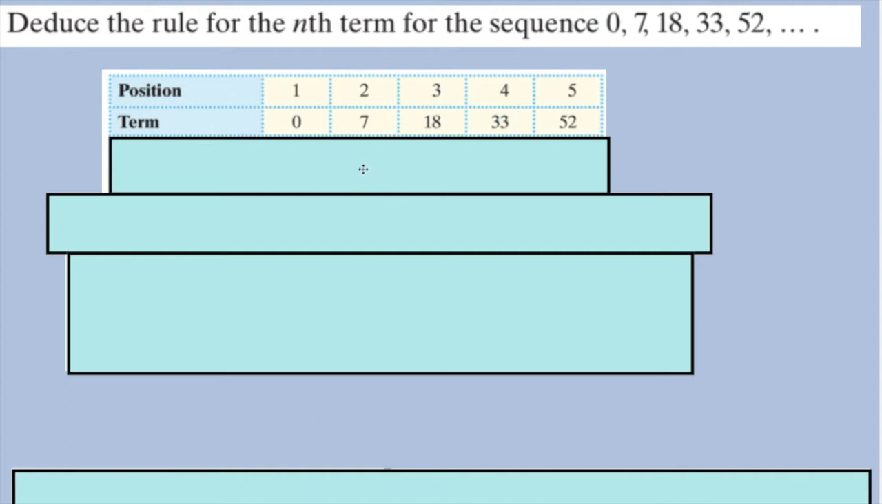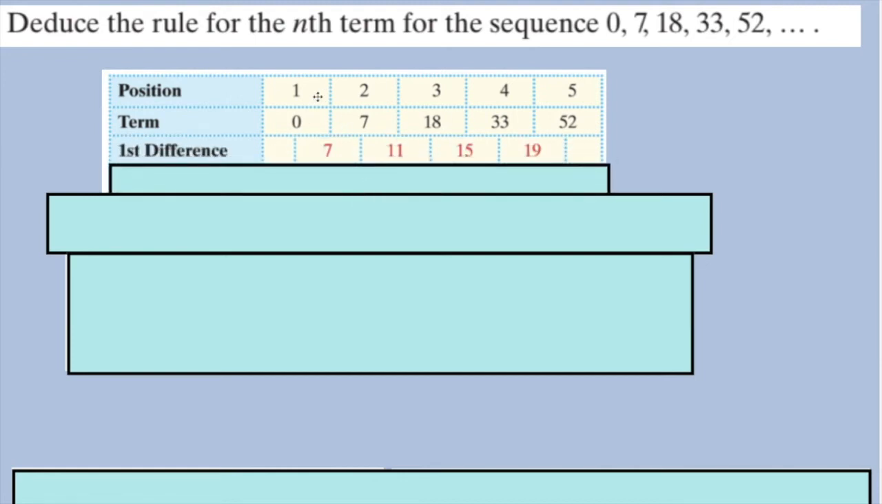Now for here, we're going to make our first difference like we have before. The difference between 0 and 7 is 7. 7 and 18 is 11. 15 and 19 here. Now notice, these are not the same. Usually we've been dealing with ones that are the same. Well, these aren't. So this is not an arithmetic sequence, but we can do another difference.